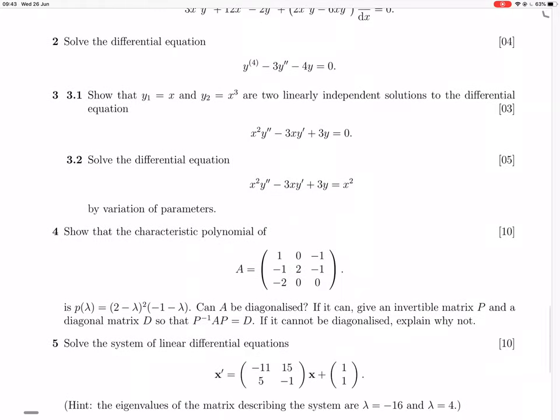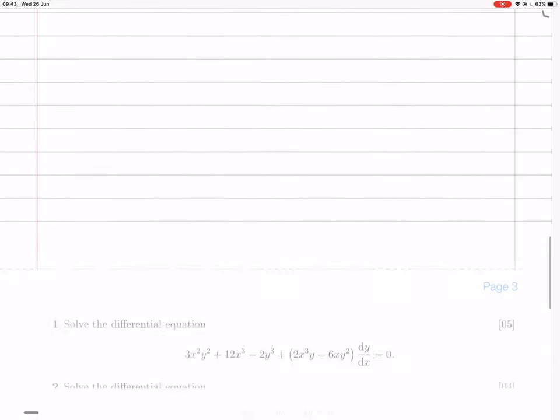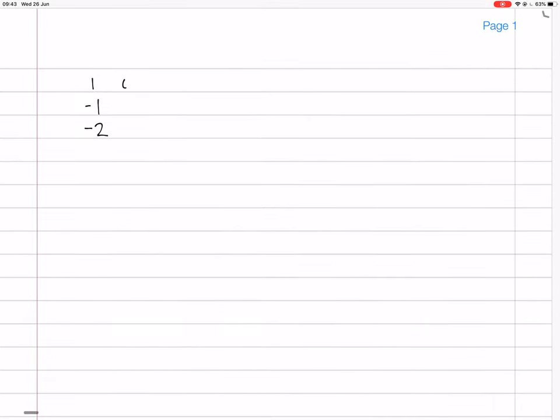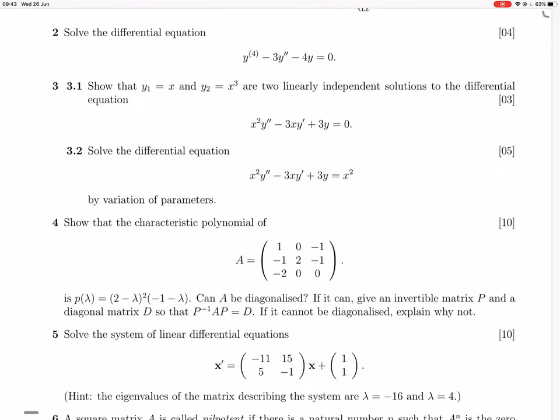So A is 1, minus 1, minus 2, 0, 2, 0, and then minus 1, minus 1, 0. I'm going to check that because I don't want to do a whole wrong thing. 1, 0, minus 1, that's the first column. Then minus 1, 2, minus 1, and then minus 2, 0, 0. Yeah, okay.